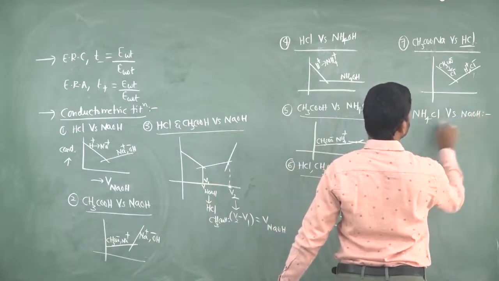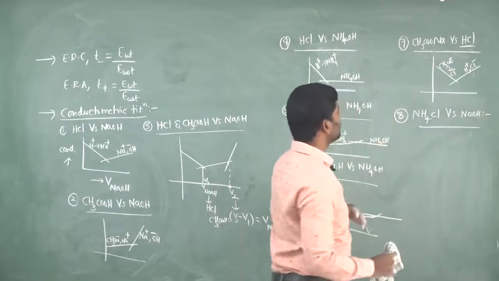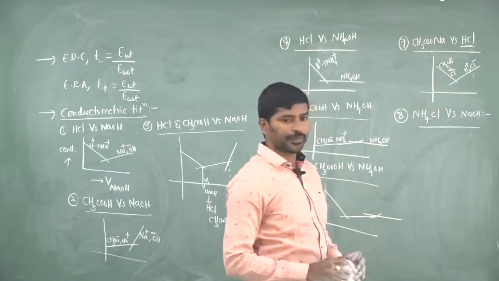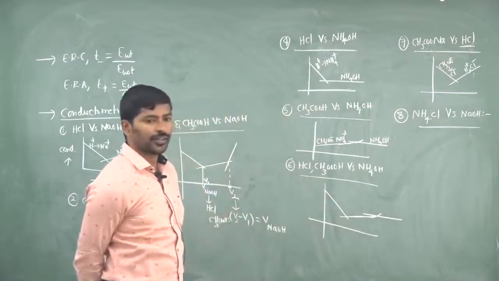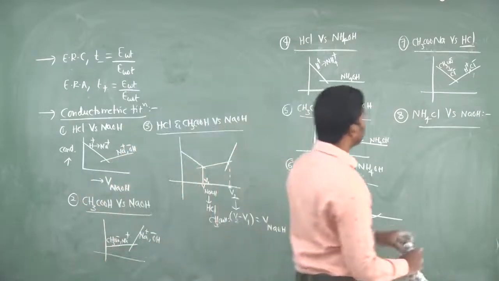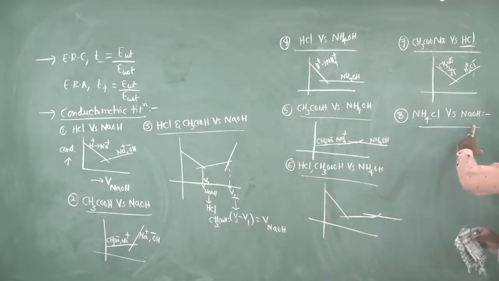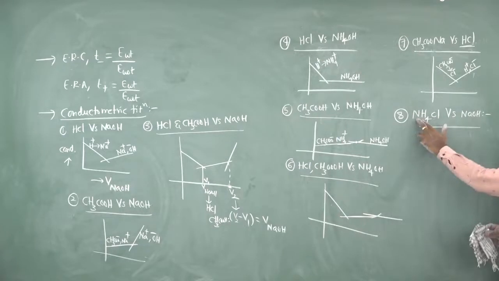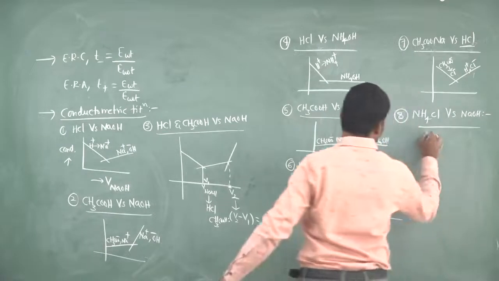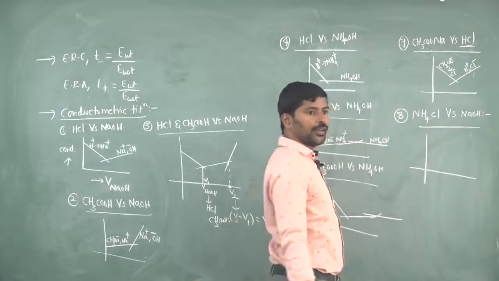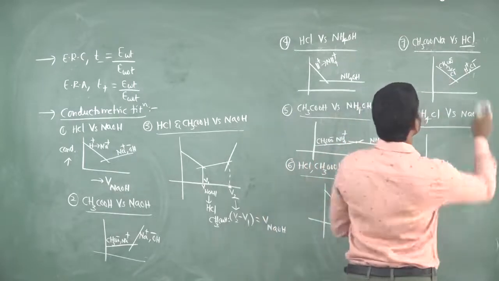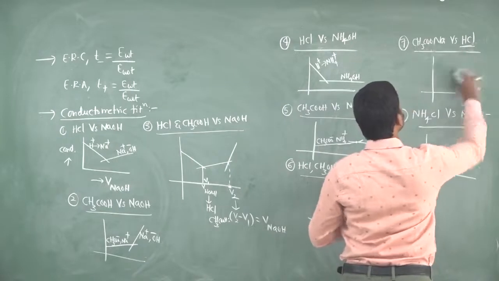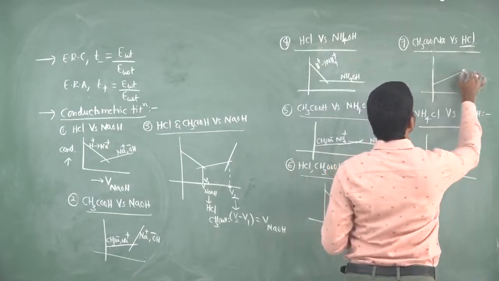a strong base. Salt of a weak base with a strong acid versus a strong base. So what do we get? NaCl plus ammonium hydroxide. NaCl we are getting, that means ammonium ions are replaced by sodium ions. But the conductivity of ammonium is more compared to sodium. The conductivity of Cl minus ions is more. So slow increase.